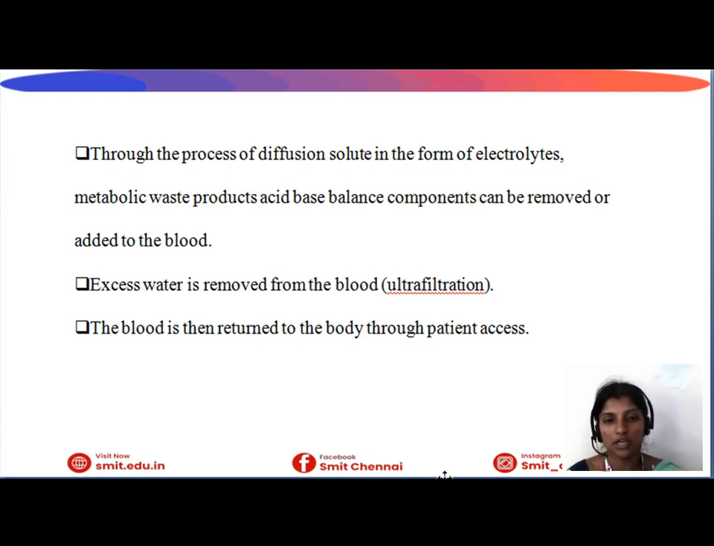Excess water will be removed from the blood through ultrafiltration in most cases. The blood is then returned to the body through the patient access. The access areas are the arteries of the patient.